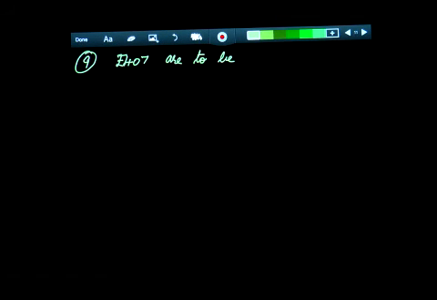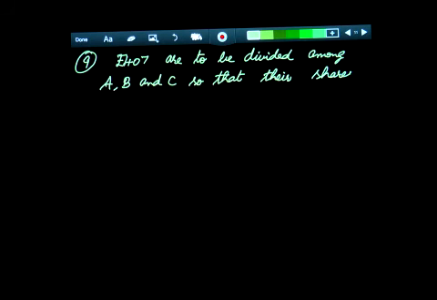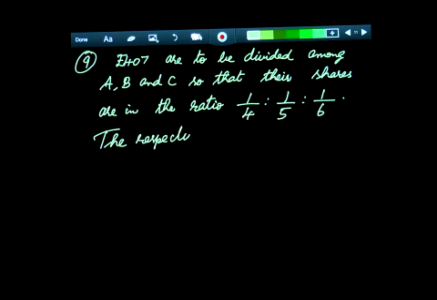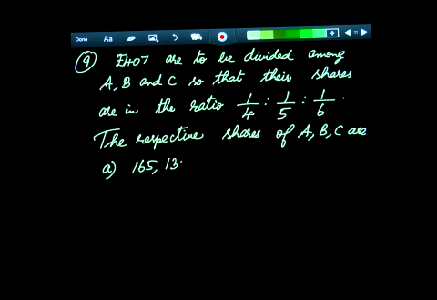Rupees 407 are to be divided among A, B and C so that their shares are in the ratio 1/4 is to 1/5 is to 1/6. The respective shares of A, B and C are. We have all the options. First we have to take 1/4 is to 1/5 is to 1/6. We have to find the LCM for 4, 5 and 6. Then we have to multiply with that LCM to convert the fractional parts into whole numbers.